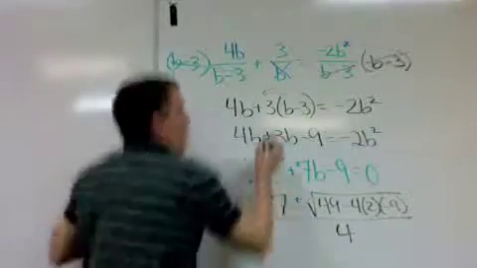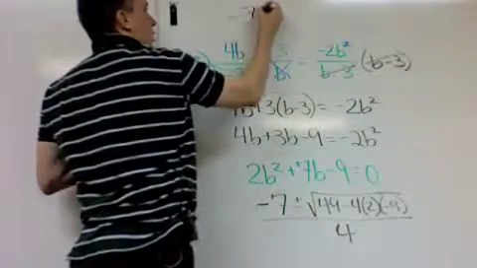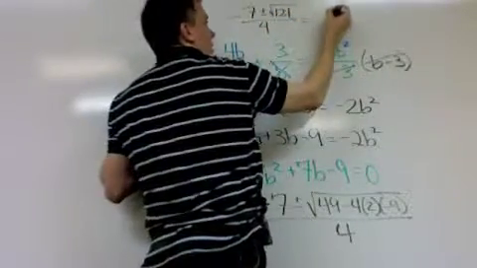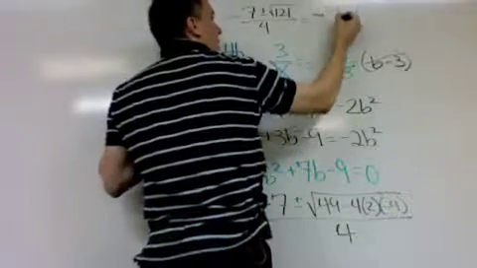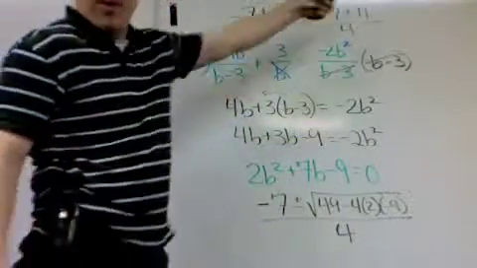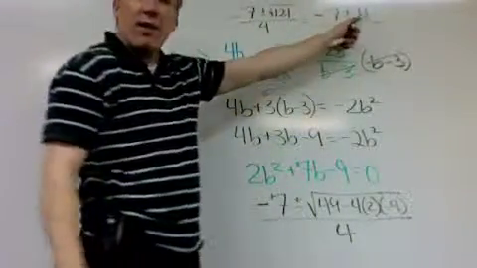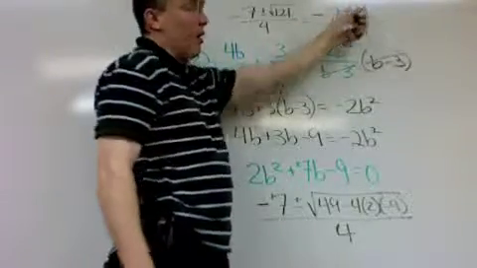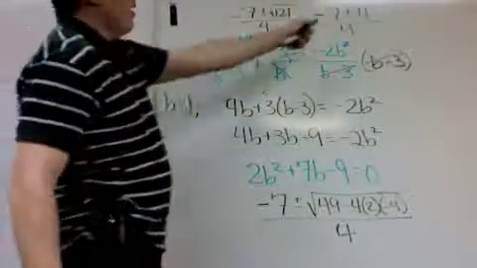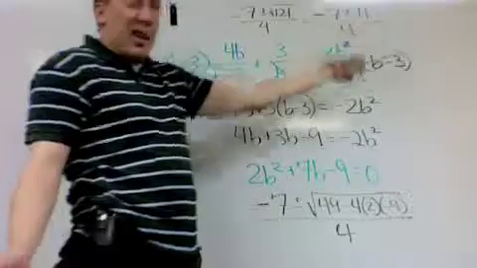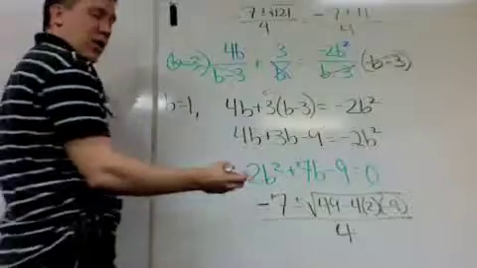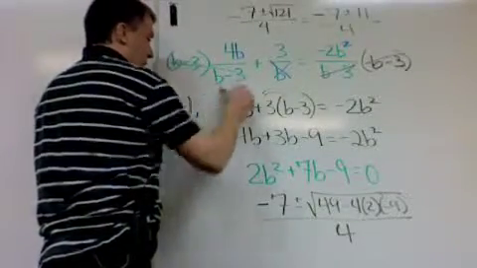So this is negative 7 plus or minus the square root of 121 over 4, which happens to come out to a nice number here. The square root of 121 is 11 over 4. And now I just need to do the positive and the negative. So negative 7 plus 11 is 4. 4 over 4 is 1, so b is 1. That's one answer. And negative 7 minus 11 is negative 18. Negative 18 over 4 can reduce to negative 9 over 2 or negative 4.5.